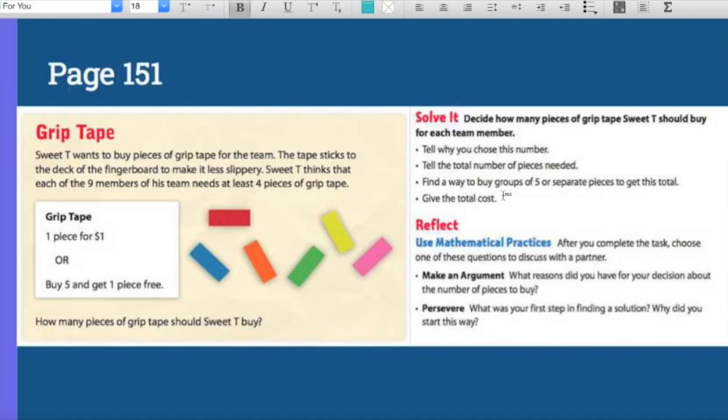After you complete the task, choose one of these questions to discuss with a partner, or you can write it down. I'm sure you could email your teacher the answer. You could tell your mom, your dad, your brother. And it says, make an argument. What reasons did you have for your decision about the number of pieces to buy? Or what was the first step in finding the solution? Why did you start this way? Now remember, the trick here is 1 piece is $1, or should you buy 5 and get 1, and you can buy 5 and get 1 free.